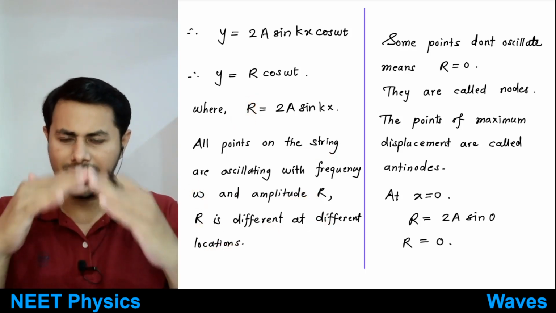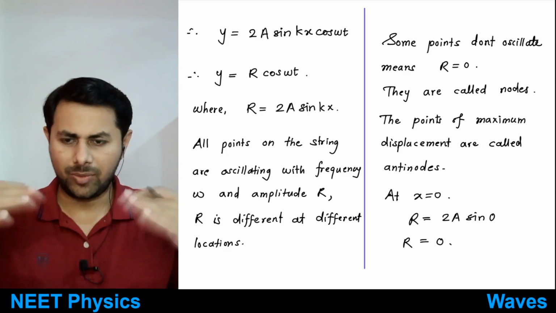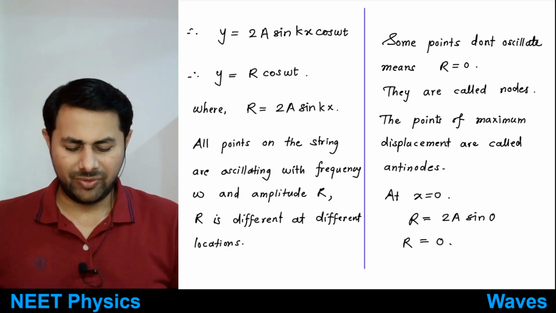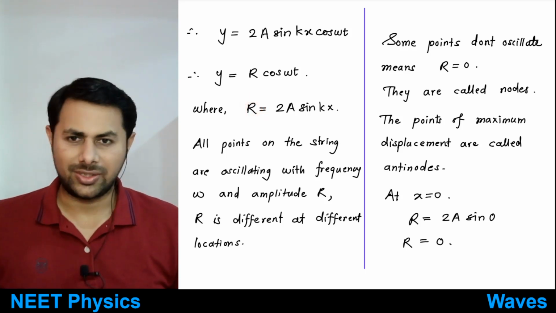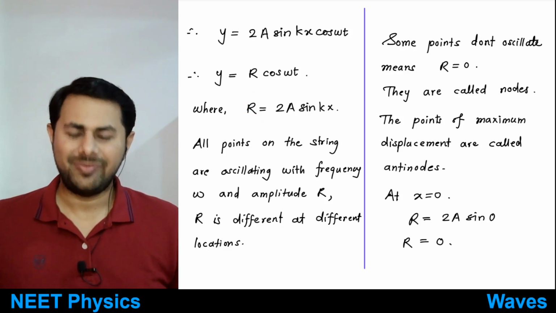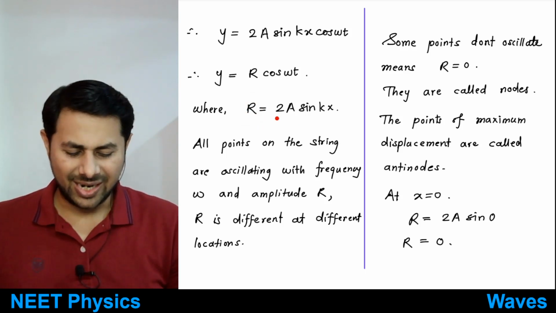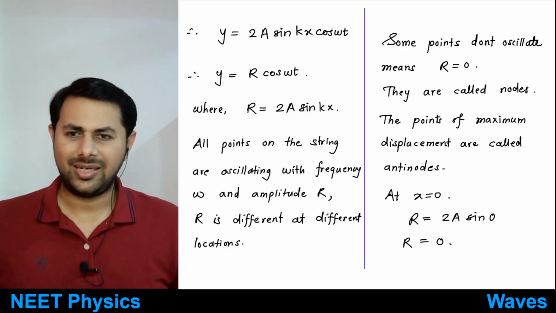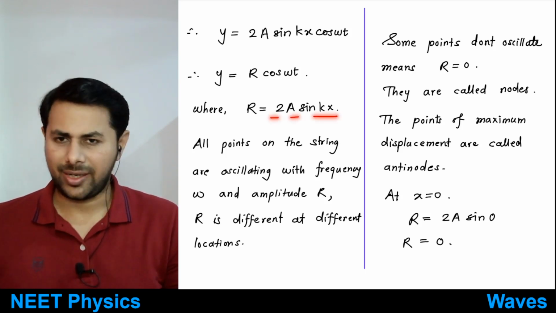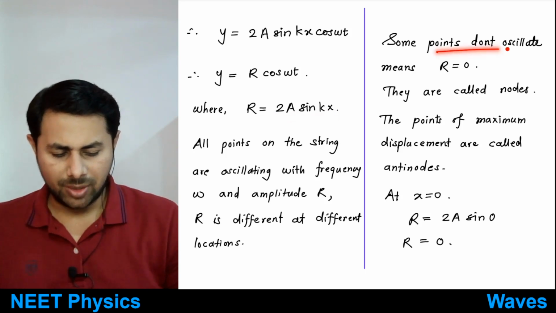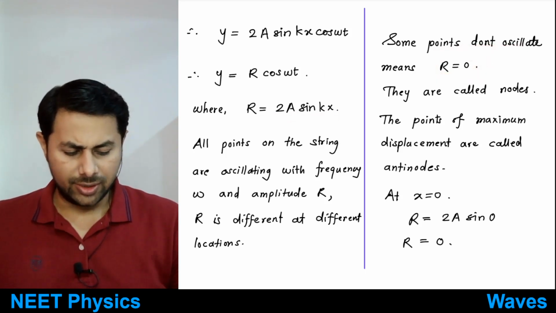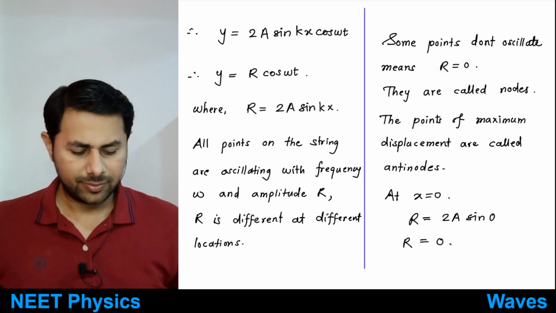All points of the string are just oscillating with amplitude r, but r is not constant like in ordinary, meaning traveling, waves. r is a variable here. So r is 2a sine of kx, right? So some points don't oscillate, that means r is equal to 0. So they are called nodes.